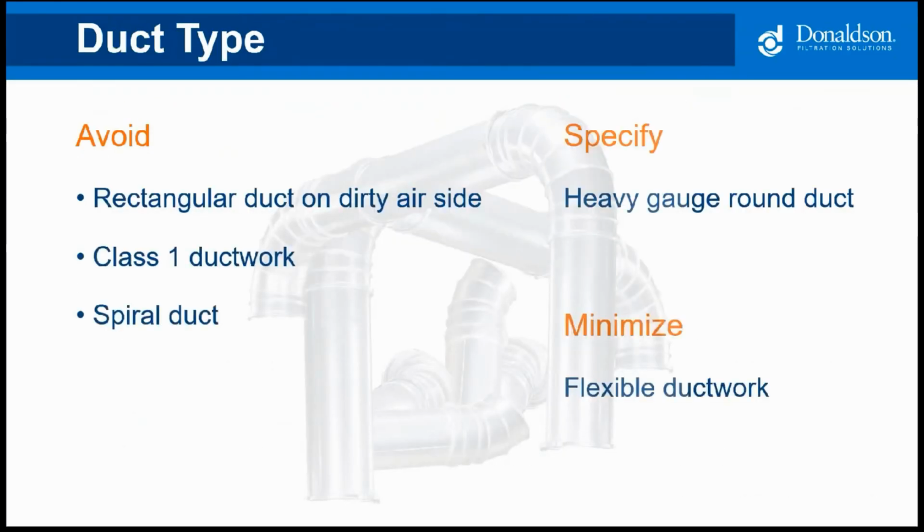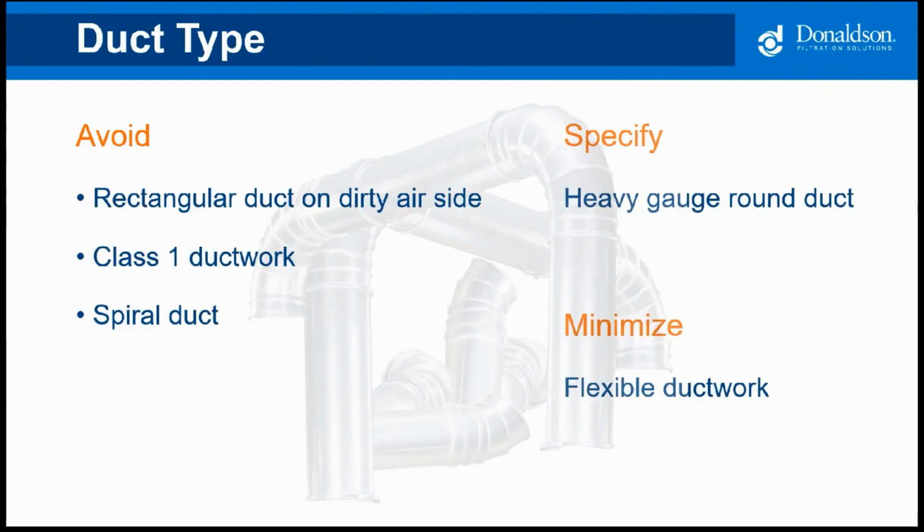A few pieces of advice when it comes to duct type. Rectangular duct is commonly used in HVAC applications where you're going to be moving air only. We don't want to use that in industrial applications because dust settles out in the corners. It's okay to use it on the clean air side though.